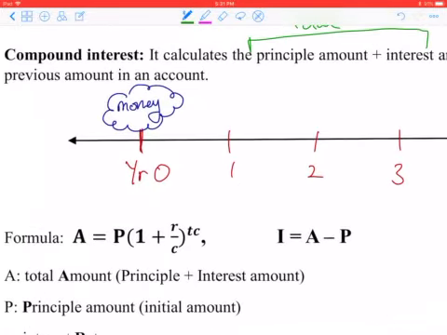So in the simple interest, the interest rates were only applied to the principal amount, which was the initial money. However, in this case, it will be applied to the money in the previous year. So this interest rate will be applied to this one. So I am going to put money 1. Okay, that's the 1 year after money. And then obviously that is more than the blue money in this case, right?